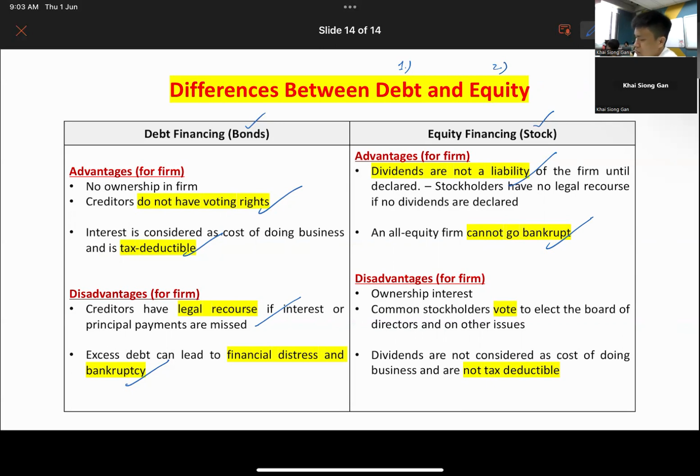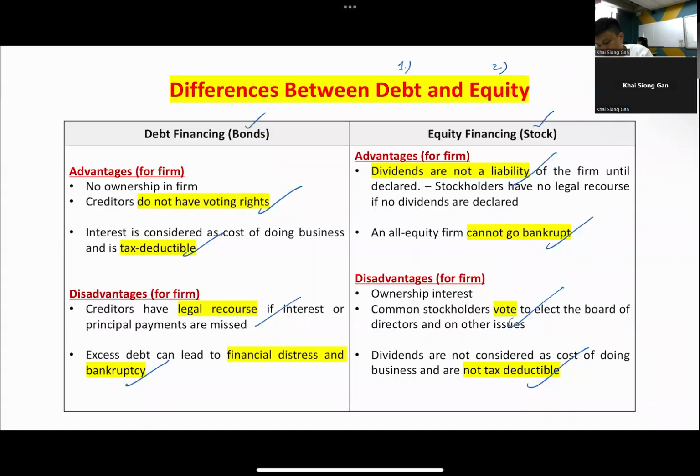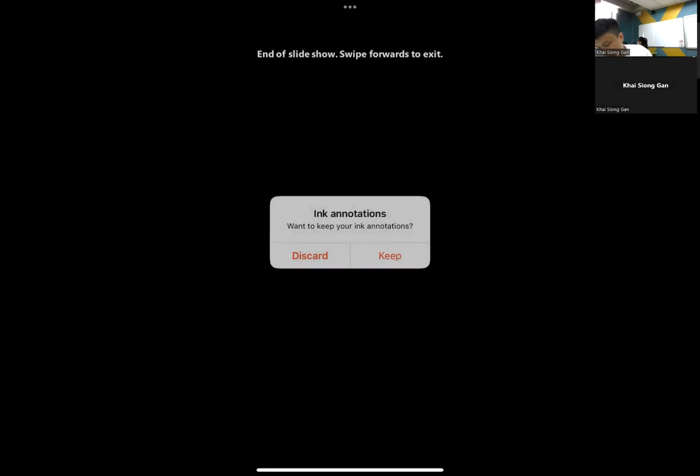The bad thing of this is that there will be a dilution of ownership because sometimes you worry that maybe one day someone may buy too much of the shares of the company and take over your company, or they might have a say in your decisions because they can vote, right? So therefore, they have the voting rights and therefore they can influence your decision making. And another thing is that dividends is not tax deductible. Okay, it's not considered as your expense. So these are the advantages and disadvantages of debt financing and equity financing. So that's the thing you need to know for your tutorial 7.